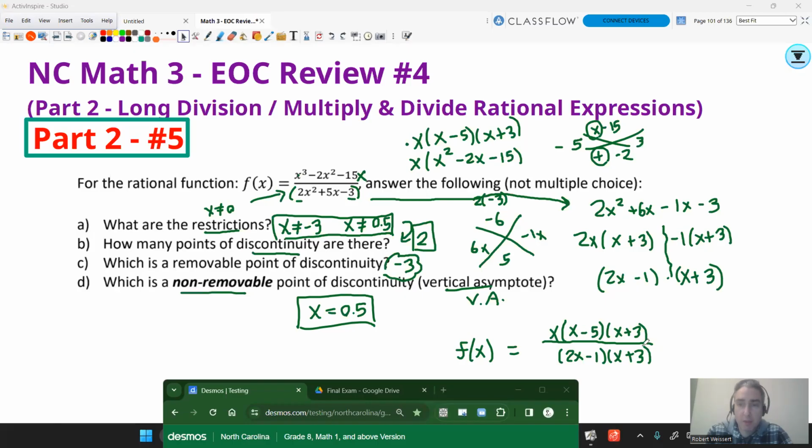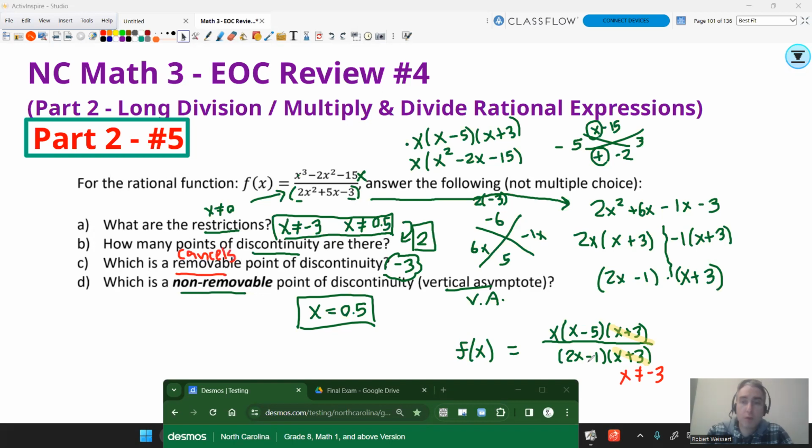Well, I have an x plus 3 and an x plus 3. So that number, that restriction on the denominator, x cannot equal -3, well, that cancels out. So that's a removable point. Removable, cancels.